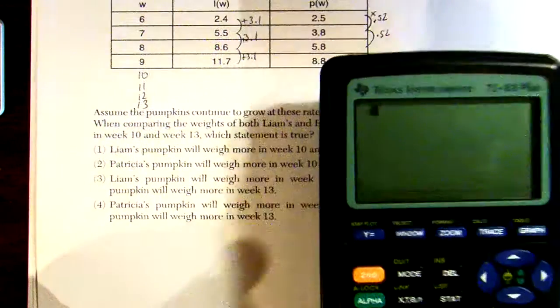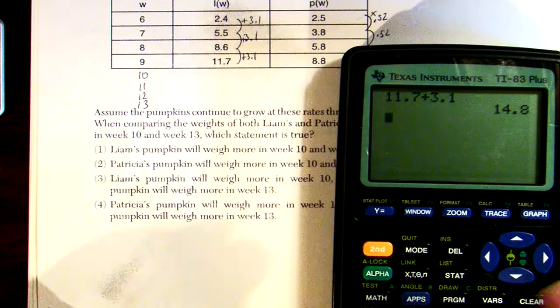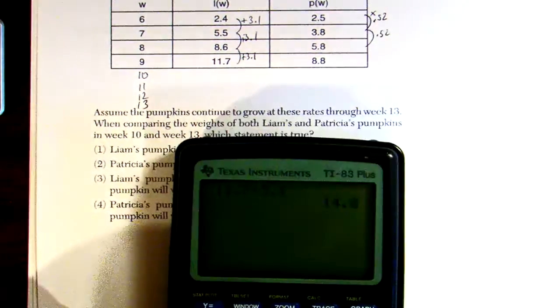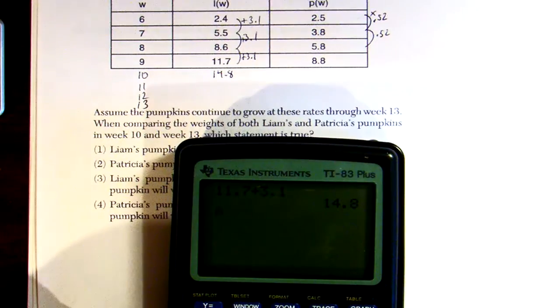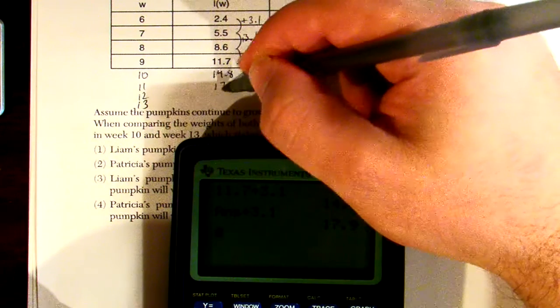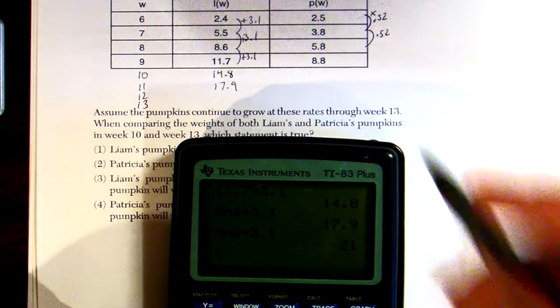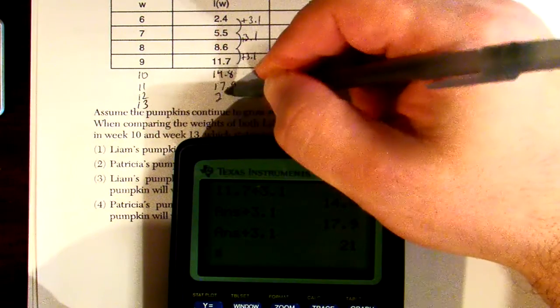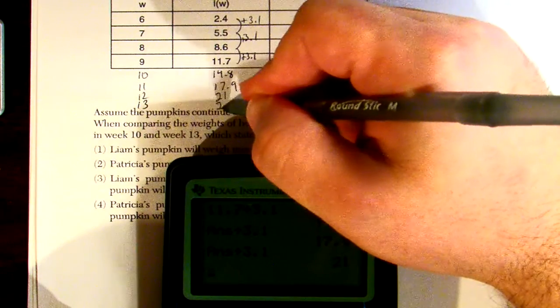So we have, there you can see it, 11.7 plus 3.1. So the next one is going to be 14.8. So I'll write that down. 14.8. Then we're going to add another 3.1. So now we're at 17.9. Do it again. Now we're at 21. And one more time will give us 24.1.